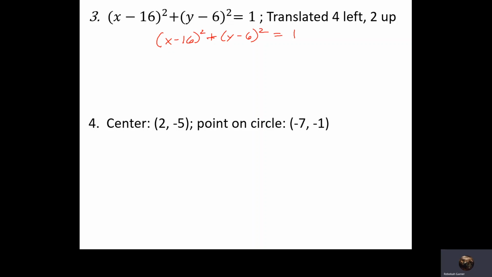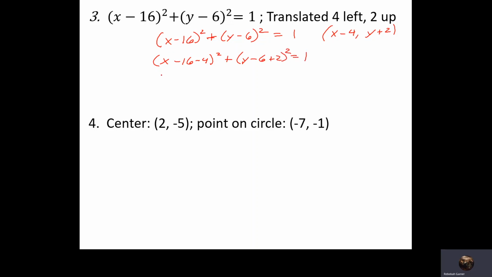So it says translated left 4 and up 2. The way we want to think about this is what are we going to do to my x value? Are we going left? We're going to subtract how much? 4. And then what are we going to do with our y? Add 2. So this is what we're doing to our center. So what should I do with that 16? Subtract 4. So 16 minus 4, and then what should I do with the negative 6? Add 2.